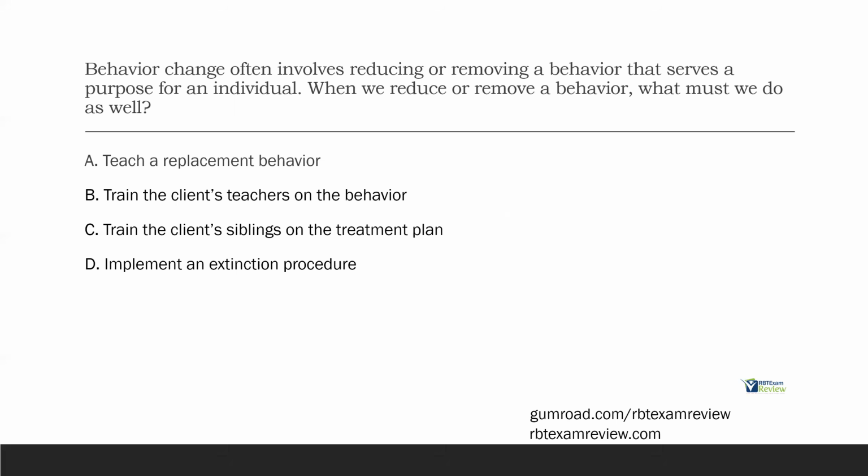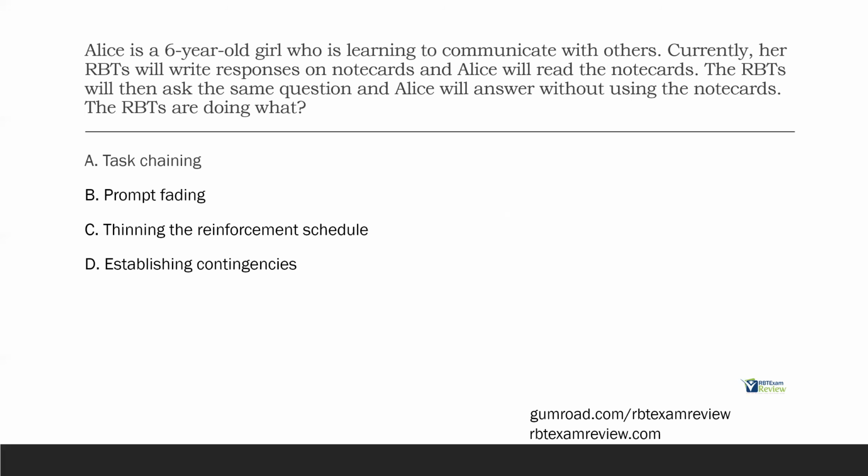What about B? Train the client's teachers on the behavior. Maybe, but that's very client specific, as is C, train the client's siblings on the treatment plan. Both of those are specific. A is very general. It's called the fair pair rule, okay? Decrease something, aim for something else to increase. And then D, implement an extinction procedure. Well, we don't know what type of procedure we're using. All we know is when we reduce or remove a behavior, we should try to teach a replacement.